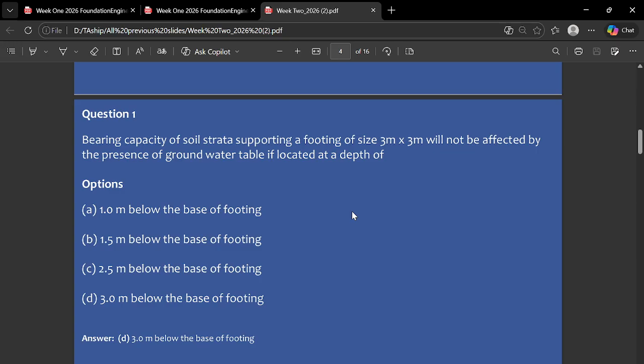So let's say if the water table is available at a very large depth. In that particular case, your water table basically won't disturb the bearing capacity, and you can neglect the effect of the water table.